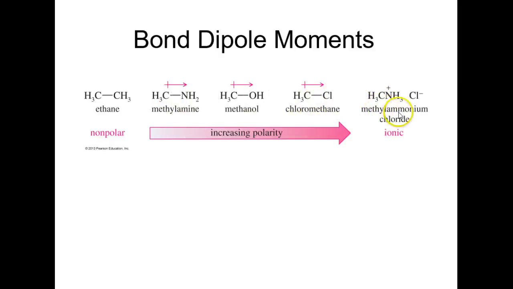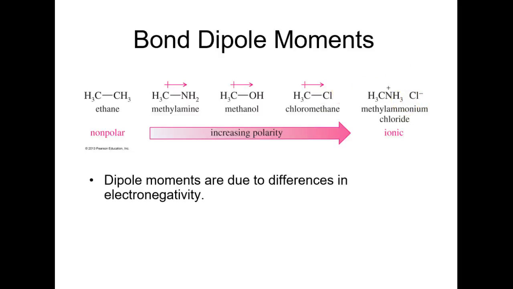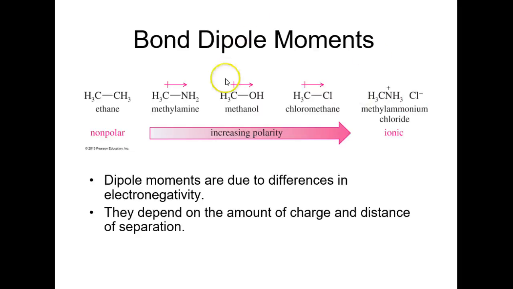Then you have the other extreme, which is ionic. Now you have things which completely rip the electrons away. It's kind of like a little bit pulling electrons away, a little bit more, a lot more. Now the chlorine just ripped the electron away completely from the nitrogen, and that's why it now has a plus charge. Dipole moments are due to the difference in electronegativities. These arrows kind of show that. They depend on the amount of charge and the distance of separation.